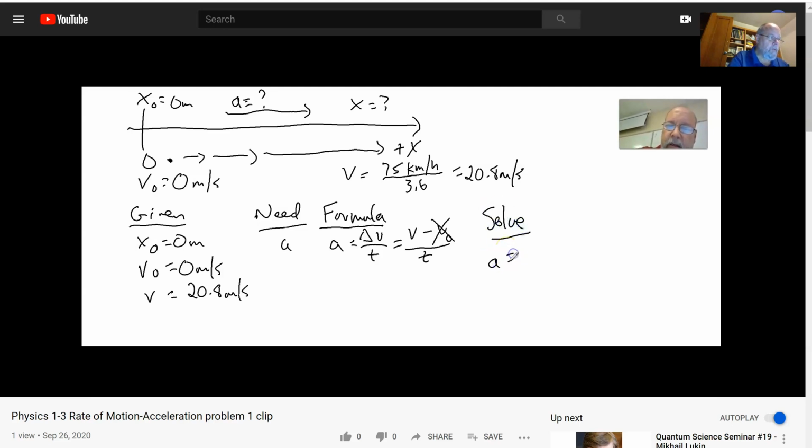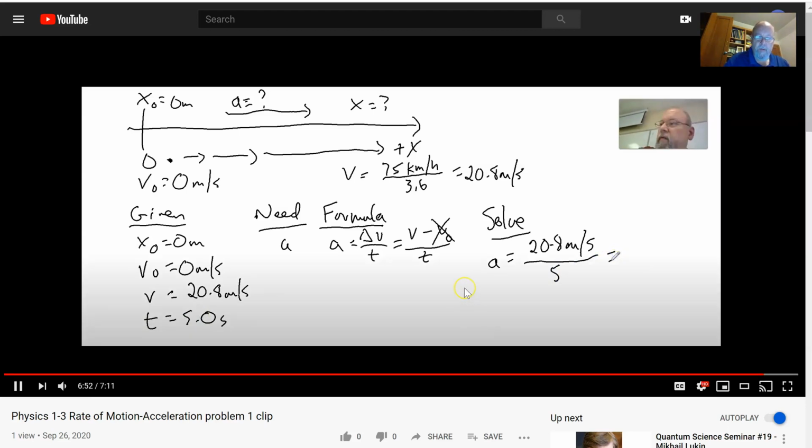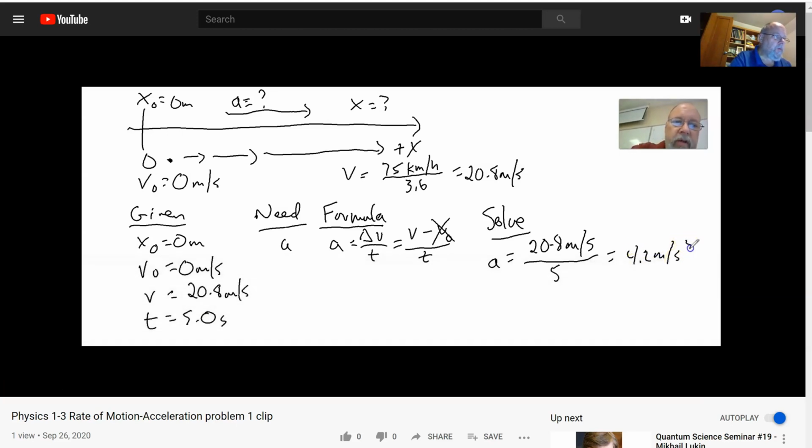And so a equals, and v is 20.8 meters per second. And I'm going to divide by the time. Oh, I forgot to put time in my given, 5.0 seconds, divided by 5 seconds, and that equals 4.2 meters per second squared. Okay, so that's the answer to this problem. Go ahead and go to the next one.